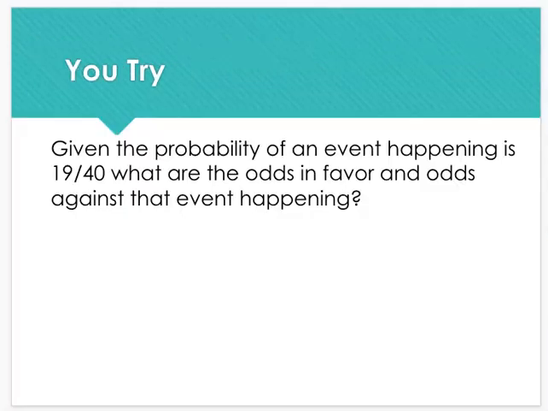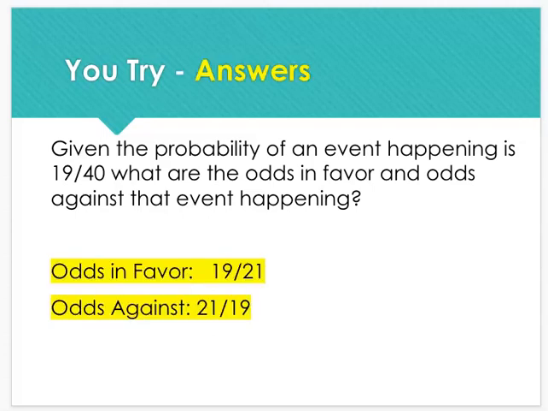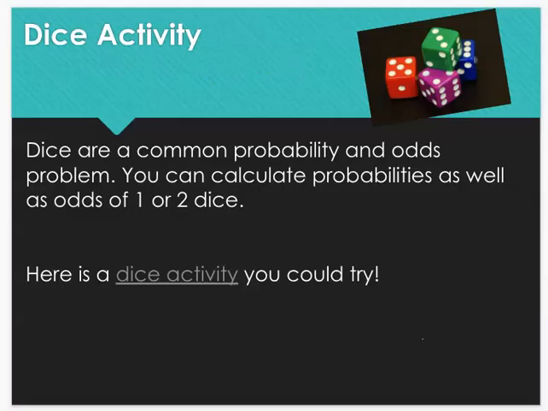Let's try another one. What if you're given the probability of an event happening is 19 over 40? What are the odds in favor and the odds against? Using the same strategies as before, the odds in favor should be 19 to 21, and the odds against should be 21 to 19. I hope that helped.